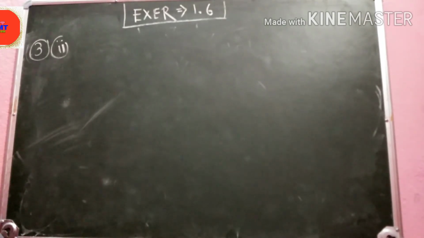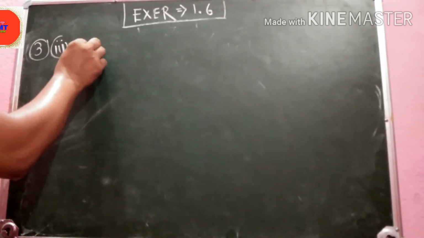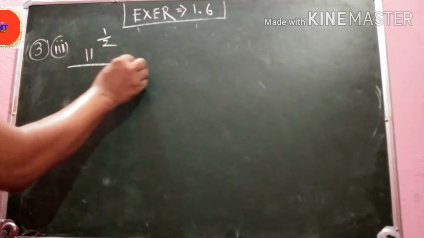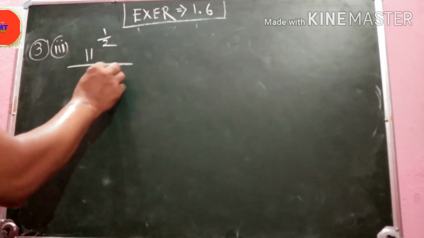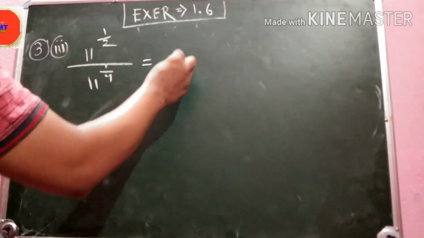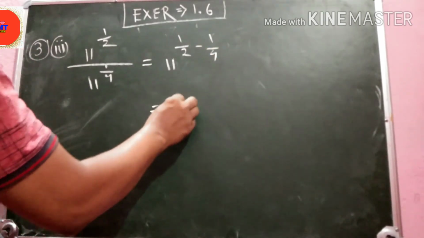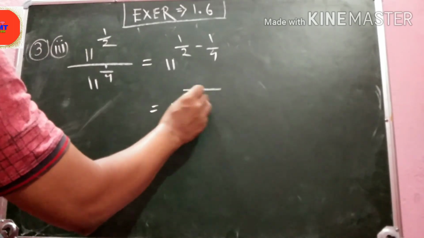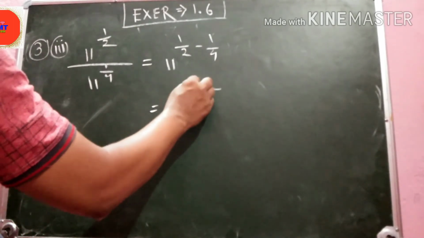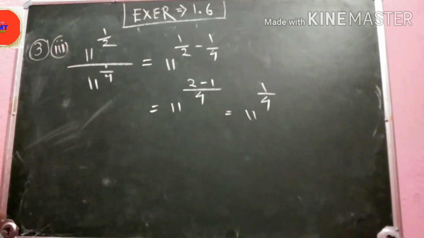Then move to part (iii), which is given as 11 to the power 1 by 2 divided by 11 to the power 1 by 4. You can see the base of the two exponential forms are equal, so you have to subtract the two exponents. So this becomes 11 to the power 1 by 4.